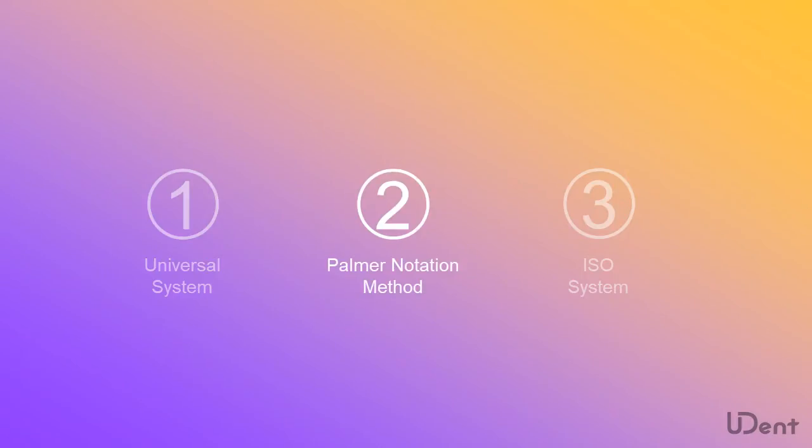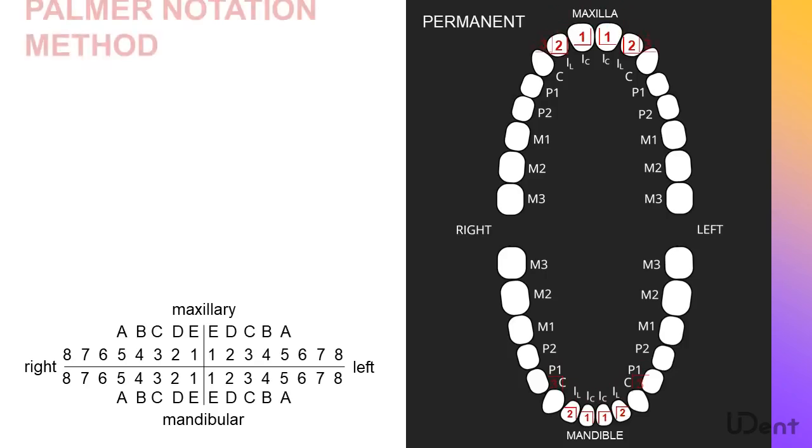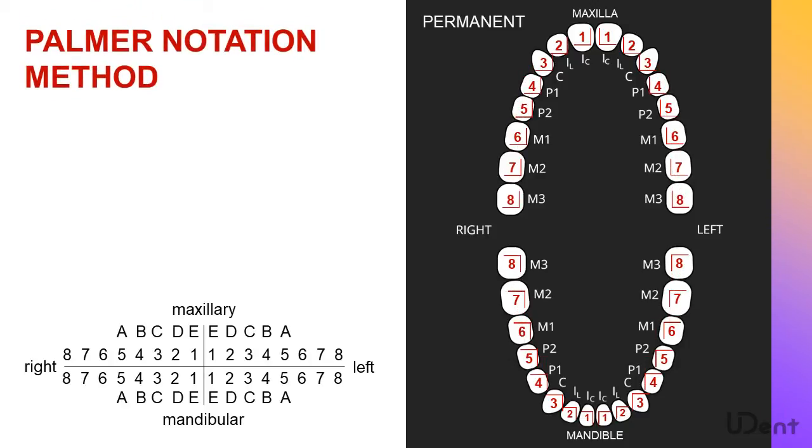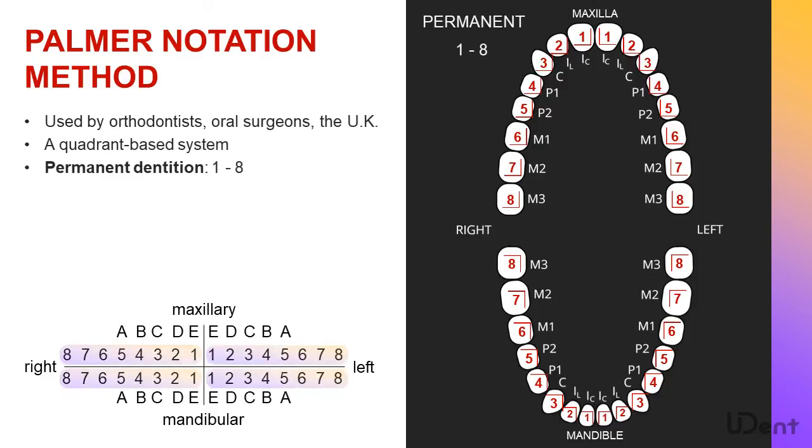Now, let's move on to the Palmer Notation method. The Palmer Notation was invented by Dr. Corden Palmer, and it is commonly used by orthodontists, oral surgeons, and in the United Kingdom. The system uses the numbers 1 to 8 to notate the permanent dentition. Based on this notation, all the central incisors are known as tooth number 1, and all the third molars are known as tooth number 8, and so on and so forth.